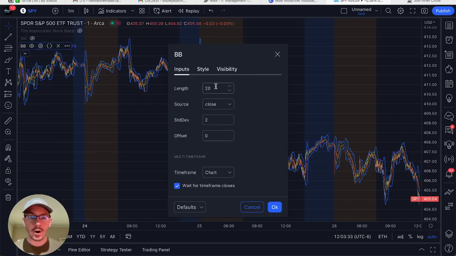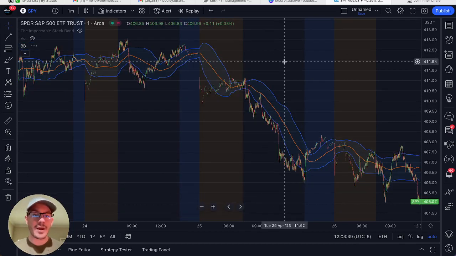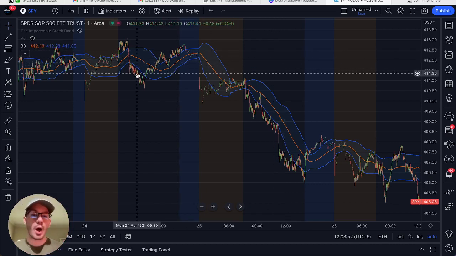Pull up the study. Okay, we're going to go to a length of 200. We're going to go to a standard deviation of 1. Just like that. Now we have a rough approximation of what I had. Now again, what I had is based on historical volatility. This one is based on market movement. So again, two different things, but this is a rough approximation. It's using the Bollinger Bands, the 200 period with the 1 standard deviation.